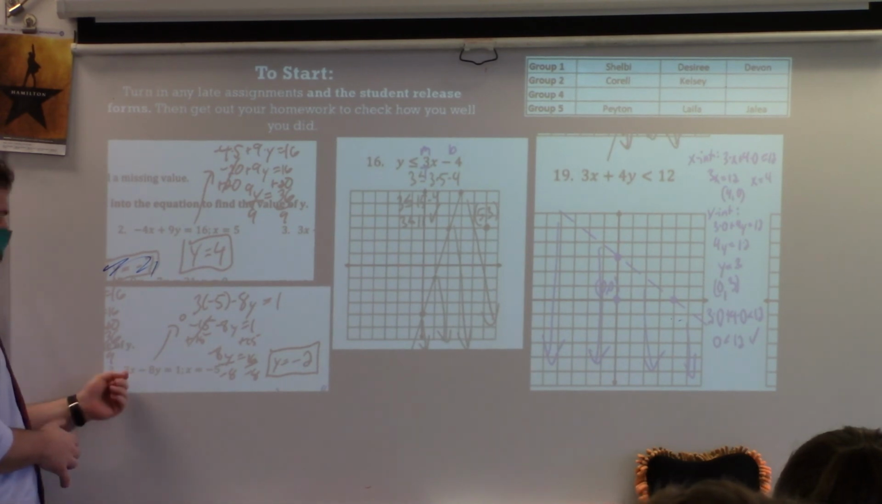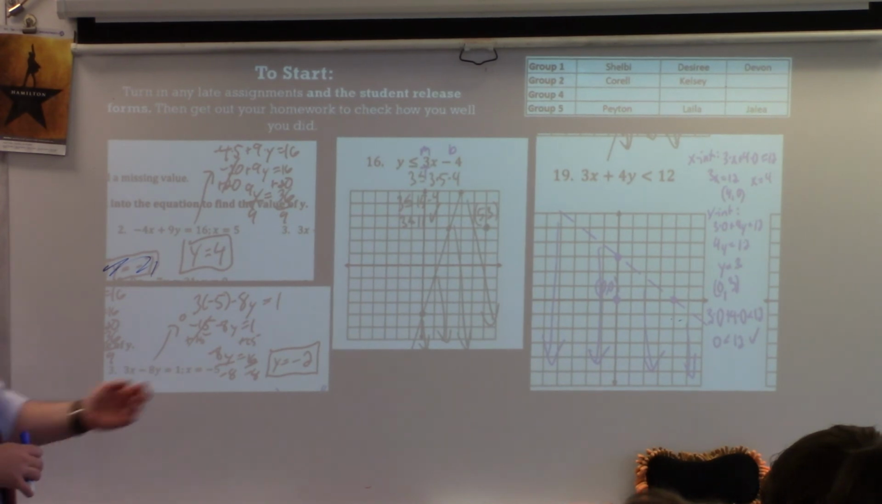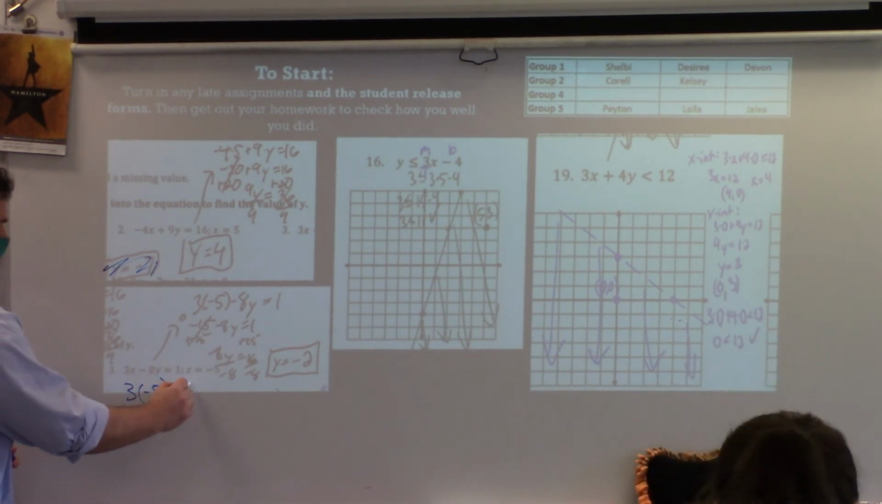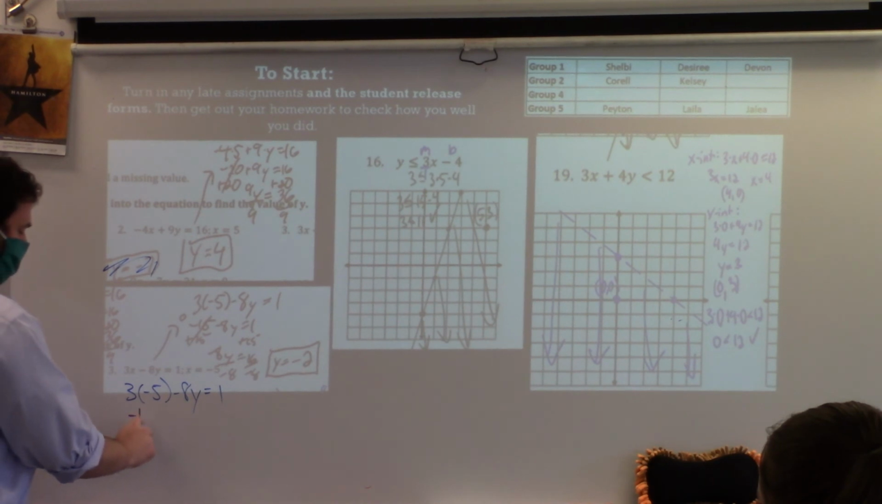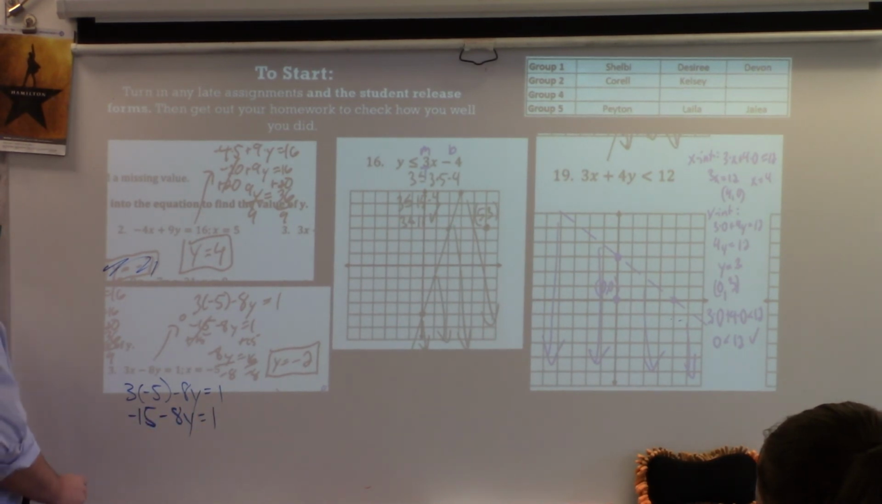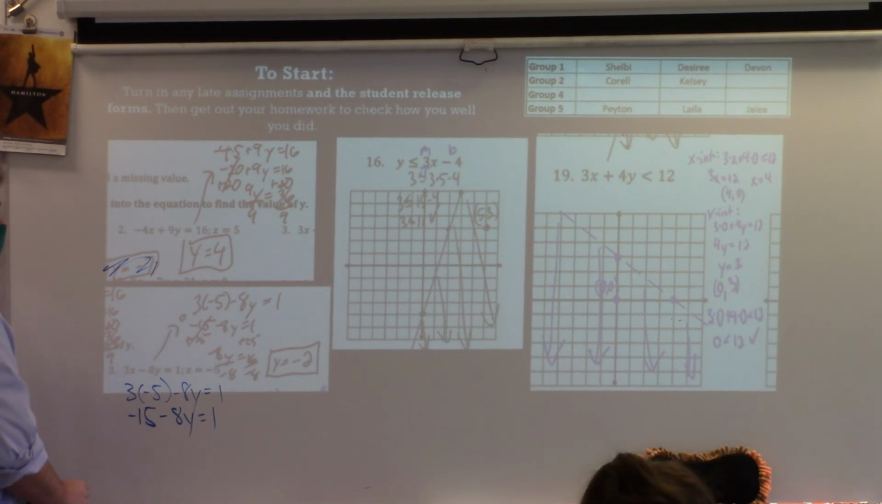Okay. So guess what? What's the first thing I do for number 3? Plug in. Yeah. Plug in negative 5 for x, right? So I literally just did that. 3 times negative 5 minus 8y is equal to 1. Next, negative 15 minus 8y equals 1.